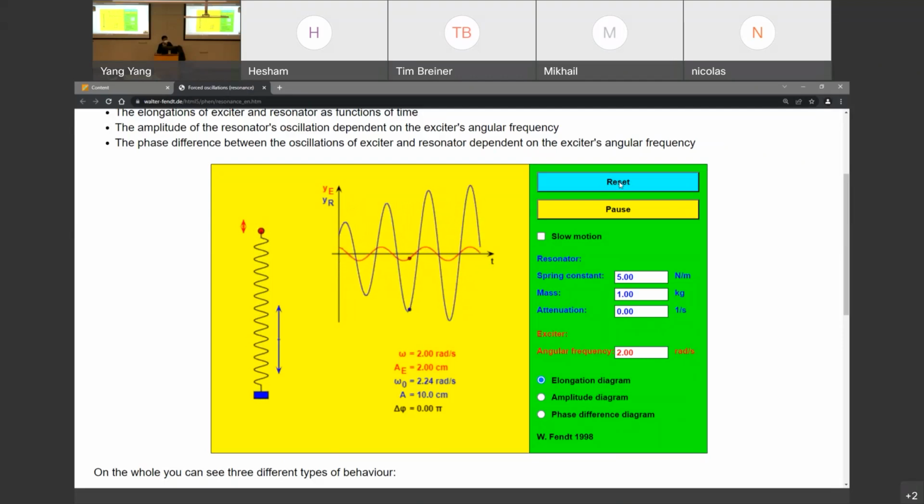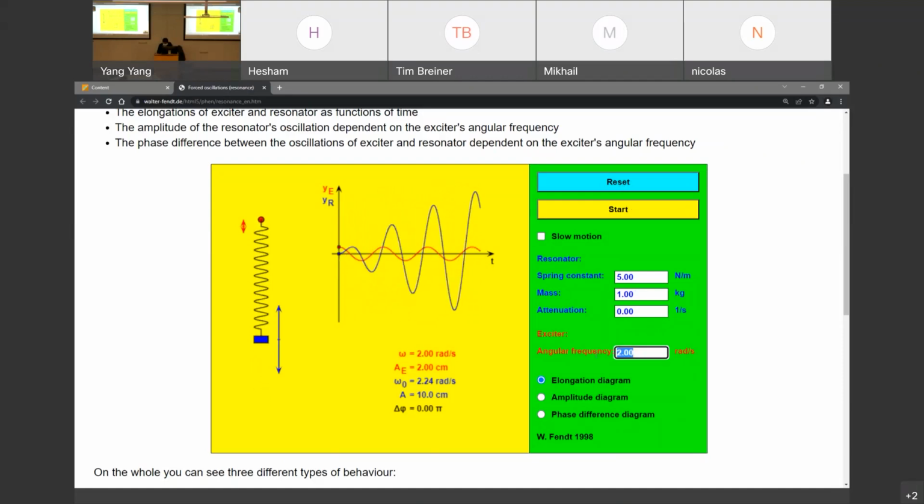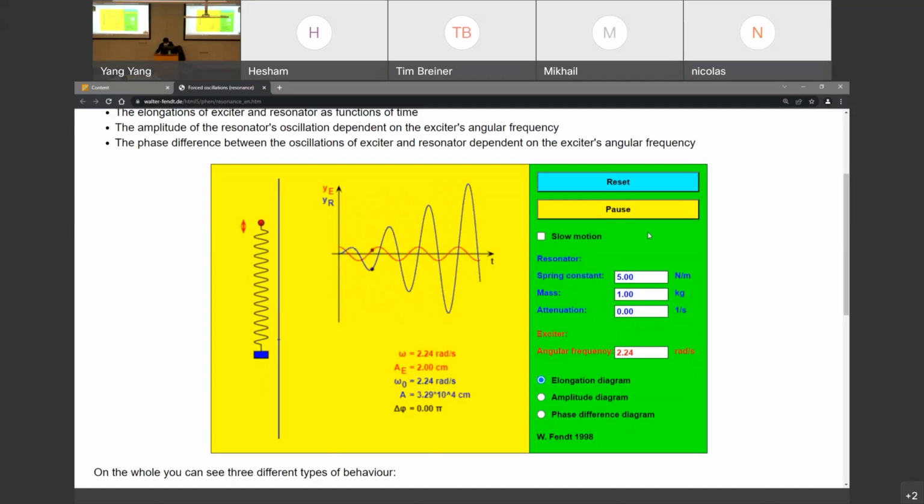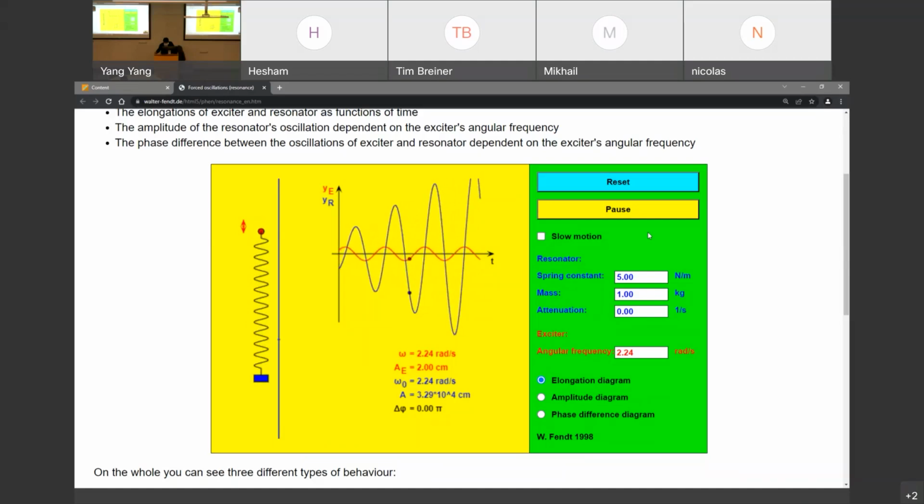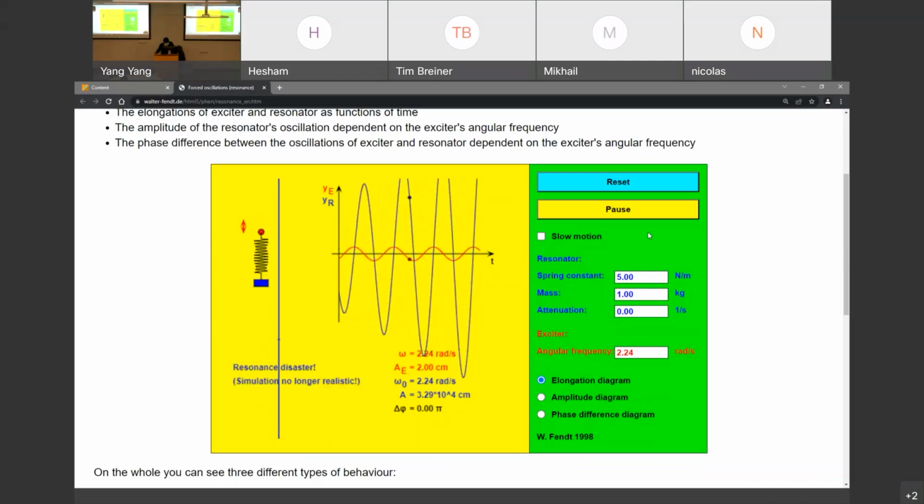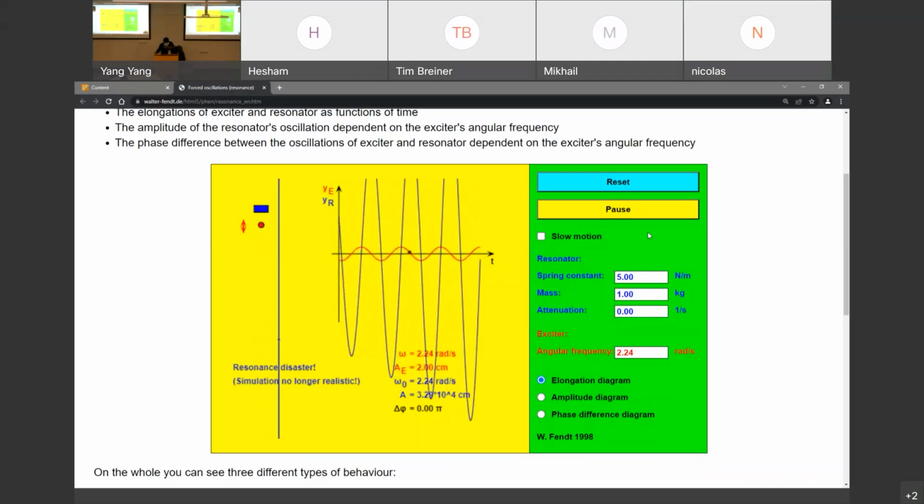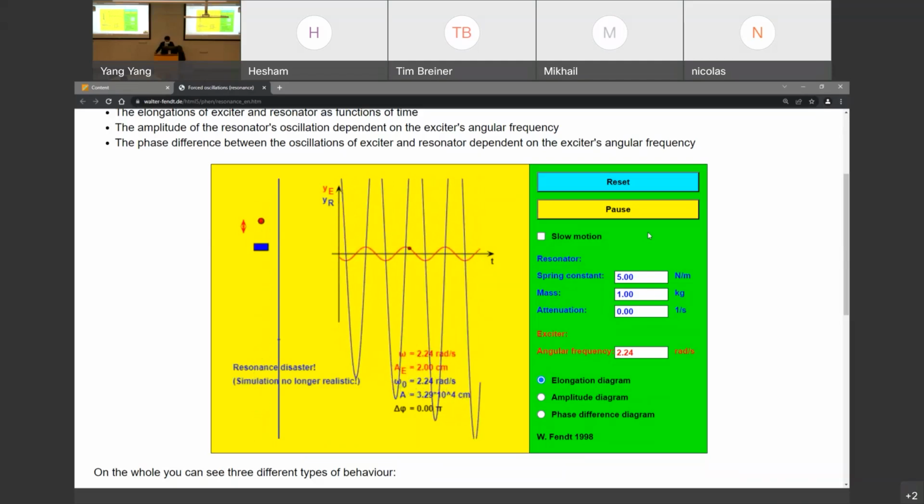So now let's try 2.236. Are you excited? What will happen here? It's going the other way. Resonance disaster simulation. I think disaster is overstating.